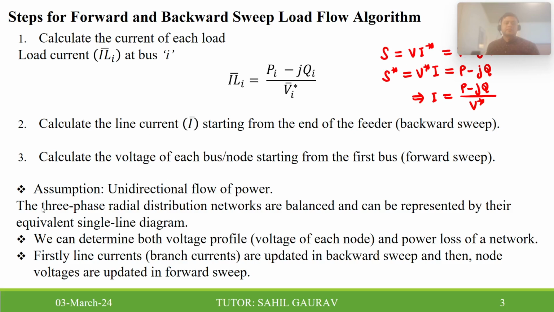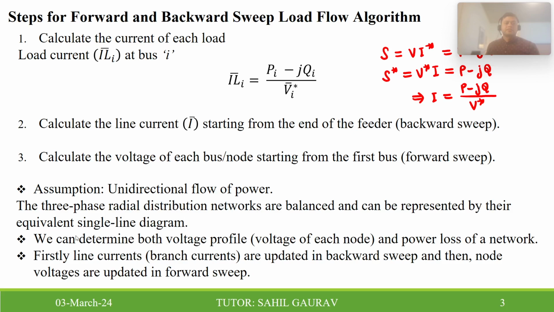There are various assumptions. The first assumption is unidirectional flow of power. So it is basically for distribution networks which are radial in nature. If there is a mesh or loop, then this forward and backward sweep load flow is not valid. And the second one is that these three-phase radial distribution networks should be balanced so that we can represent them by their equivalent single line diagram.